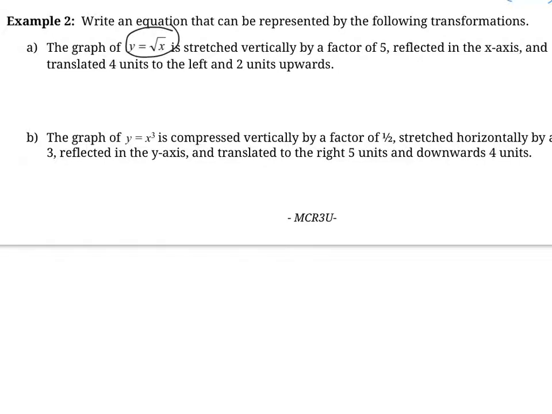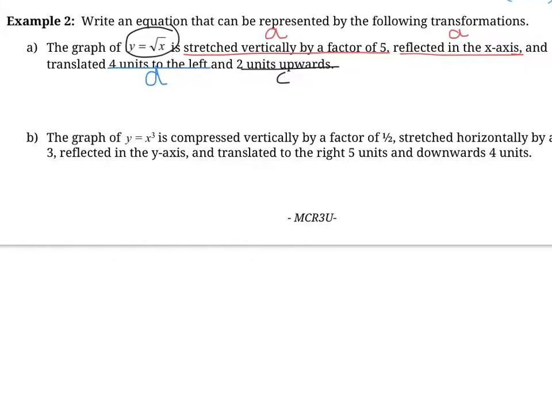One hint that we're given is that it's stretched vertically by a factor of 5. So we know that that's going to be our a value. Vertically stretched is our a value. Reflected in the x-axis means that all the y's are changing. Therefore, it's also our a value. That means our a value must be negative. It's translated 4 units to the left. That's a horizontal translation, so that's our d value. And 2 units upward is a vertical translation, so that is going to be our c value.